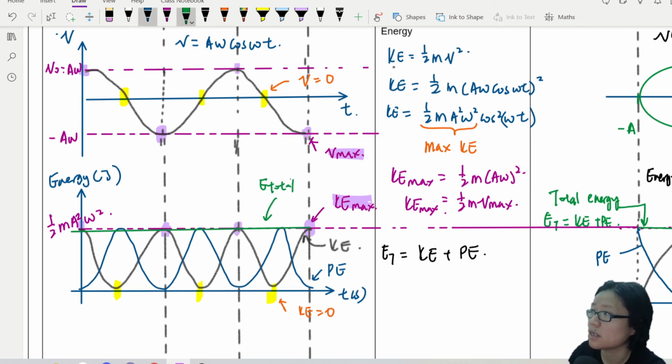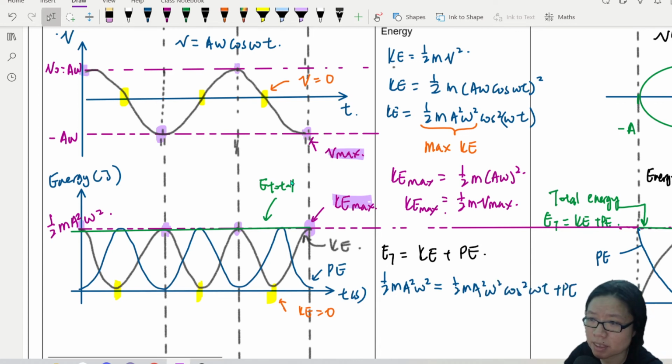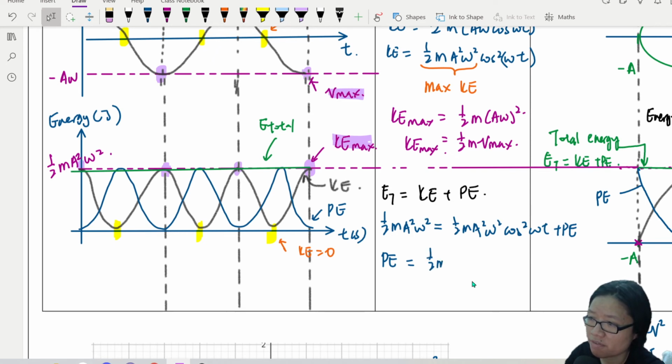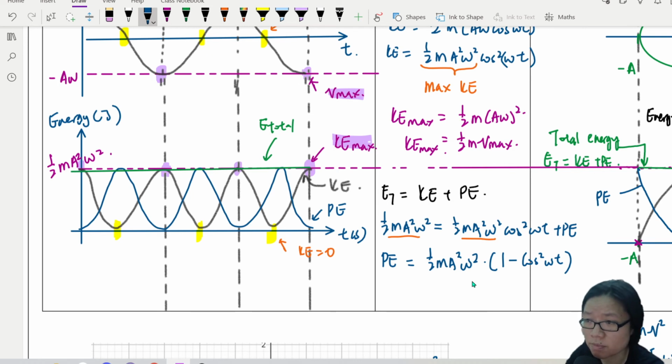So if I substitute into this equation pretty quickly now, this will be half m a square omega square is equal to half m a square omega square cos square omega t plus PE. So from here, I can rearrange, PE will be equal to half m A square omega square. You see these two are the same thing, so I can factorize, right? When I factorize, I will get 1 minus cos square omega t. I take these two out, I factorize. So when I factorize it out, I get half m A square omega square (1 minus cos square omega t).